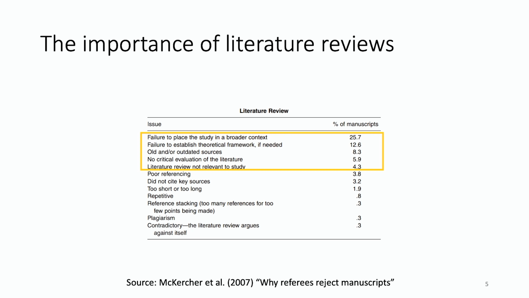Yeah, and those are the top issues. We have other things like poor referencing. They don't cite the key sources. They simply miss things, or the literature reviews are too short or too long. It's too repetitive, or they just stack references. They make a long string of references, and there are really few points made, and so on. And yeah, I think it's very important to also point out that you don't have to cite everything that was done on the topic.